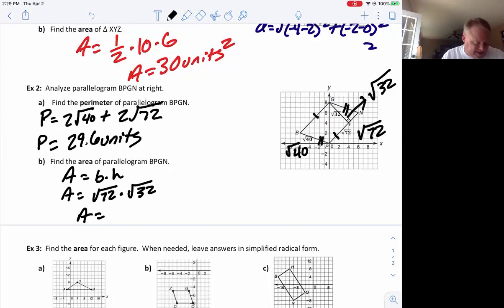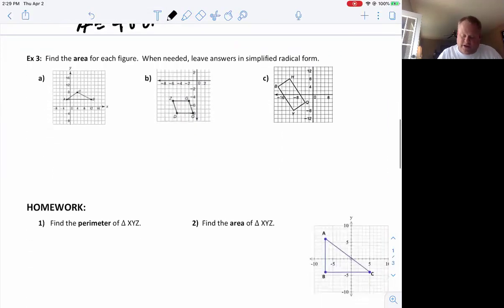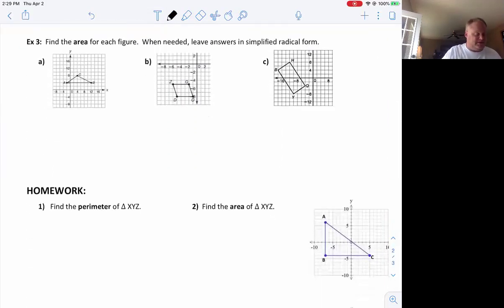And in this case, it does come out. When I put those both into my calculator, I get 48. So my area is 48 units squared. All right. Moving on, got a couple more and then off to your practice.